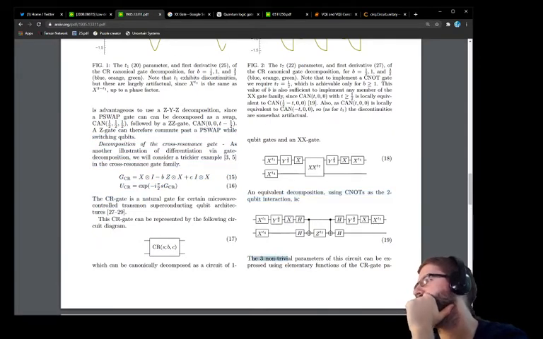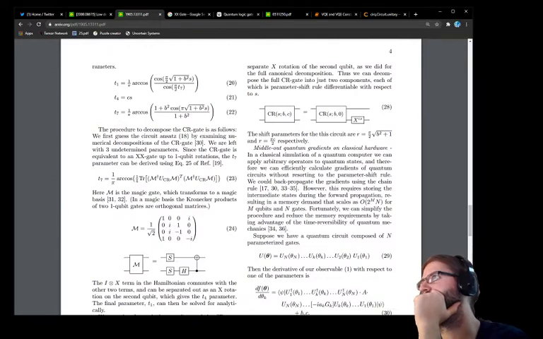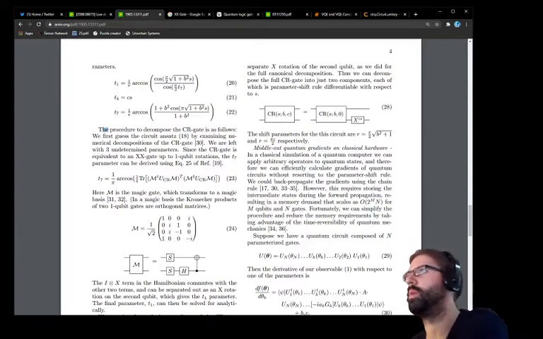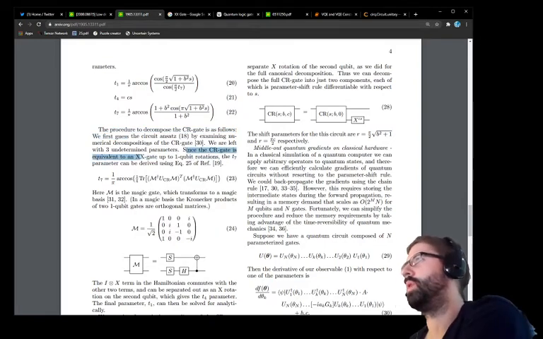The three natural parameters of the circuit can be expressed using elementary functions of the CR gate. The procedure to decompose the CR gate is as follows. First, the circuit answers by examining numerical decompositions of the CR gate. We're left with three undetermined parameters, since the CR gate is equivalent to an XX gate, blah blah.